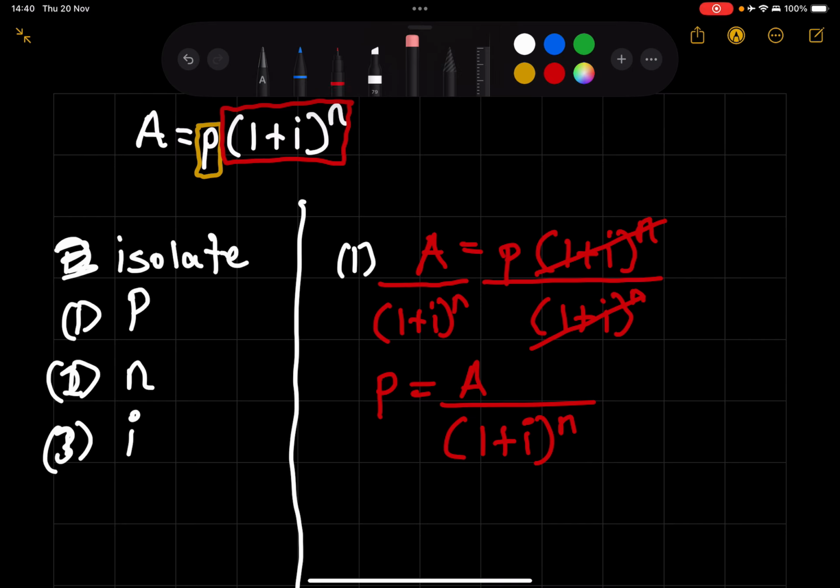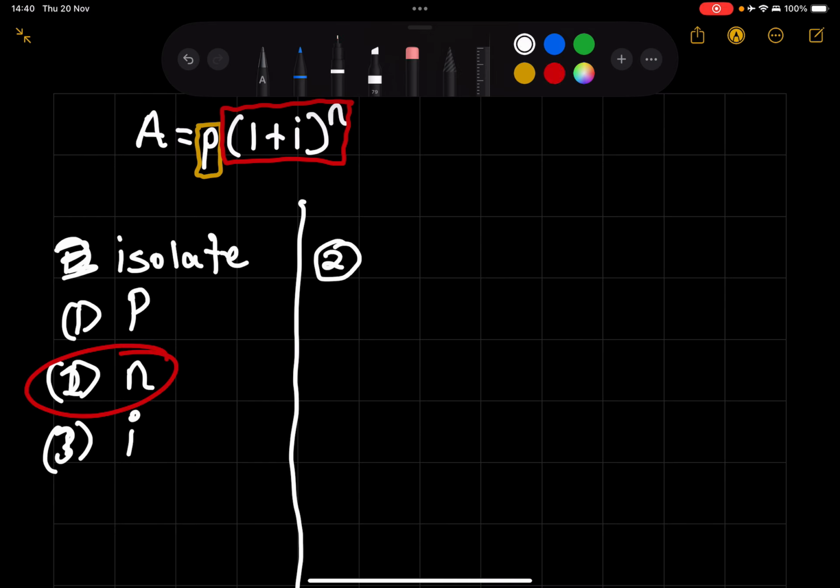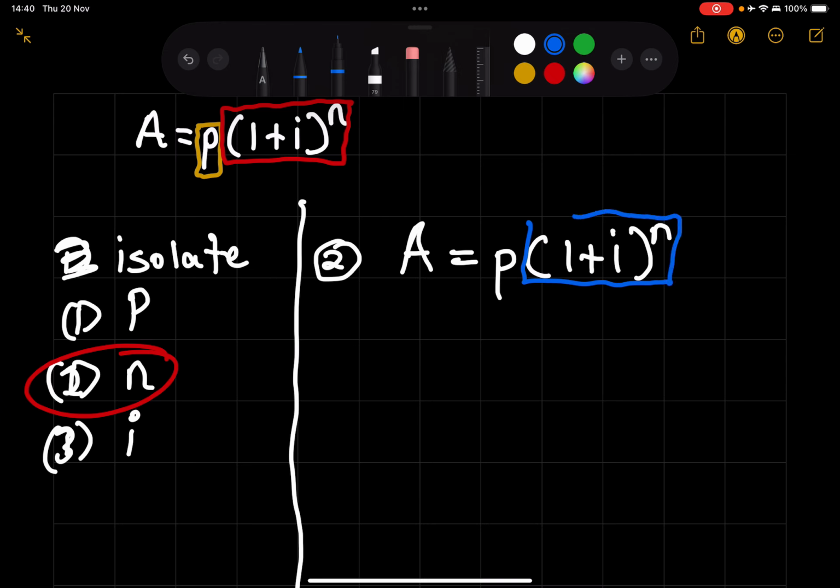Okay, let's do that. Let me just erase this. So number 2, they say we must isolate n. So to isolate n, let's start. We always write our formula first. A equals P(1 plus i)^n. And then, obviously, n is attached to this bracket here as the exponent. So P must move first.